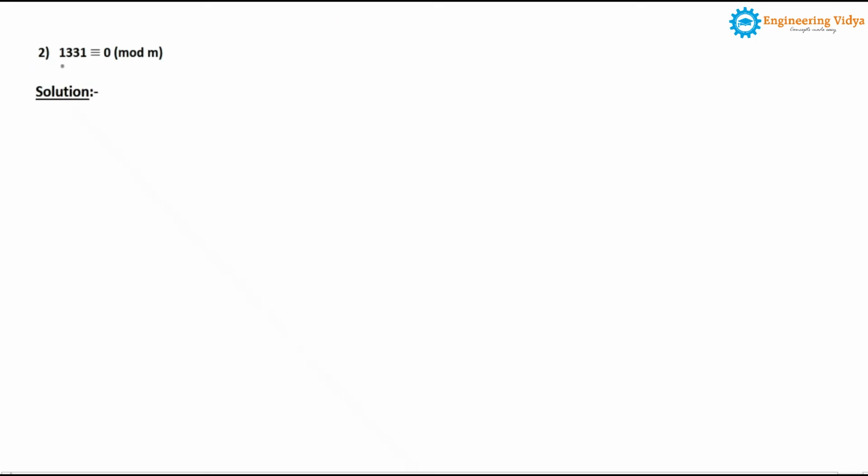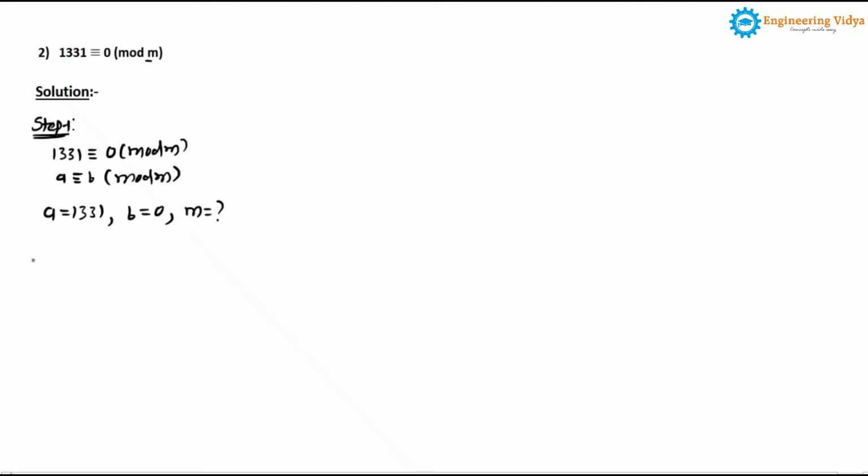In problem number 2, here they have given 1331 is congruent to 0 mod m, right? And here we need to estimate the value of m. Same, I'll go to step number 1 and we'll copy down everything that is given. Here we have 1331 is congruent to 0 mod m, right? So first of all, whatever is given will be compared to the standard congruence. Standard congruence is a congruent to b mod m. So here a will be equal to 1331 and b will be equal to 0, and here we need to estimate the value of m, right?